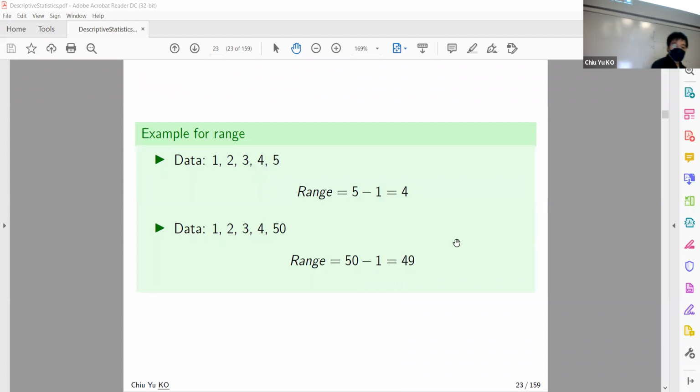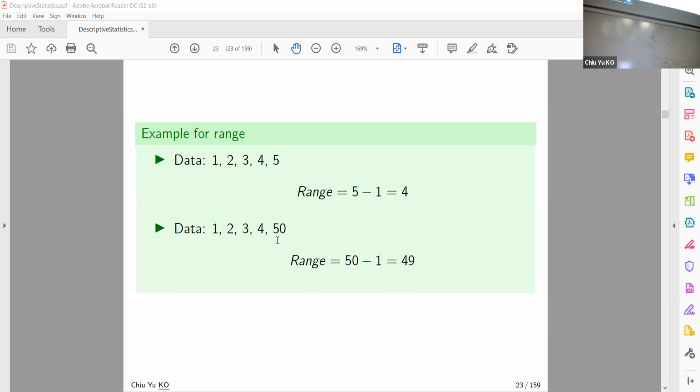So, like this example: you have 1, 2, 3, 4, 5. The range is 4. But 1, 2, 3, 4, 50: the range is 49. But do note that actually most of the data here is concentrated in single digits, but because one large observation is huge, the range swells a lot, right?